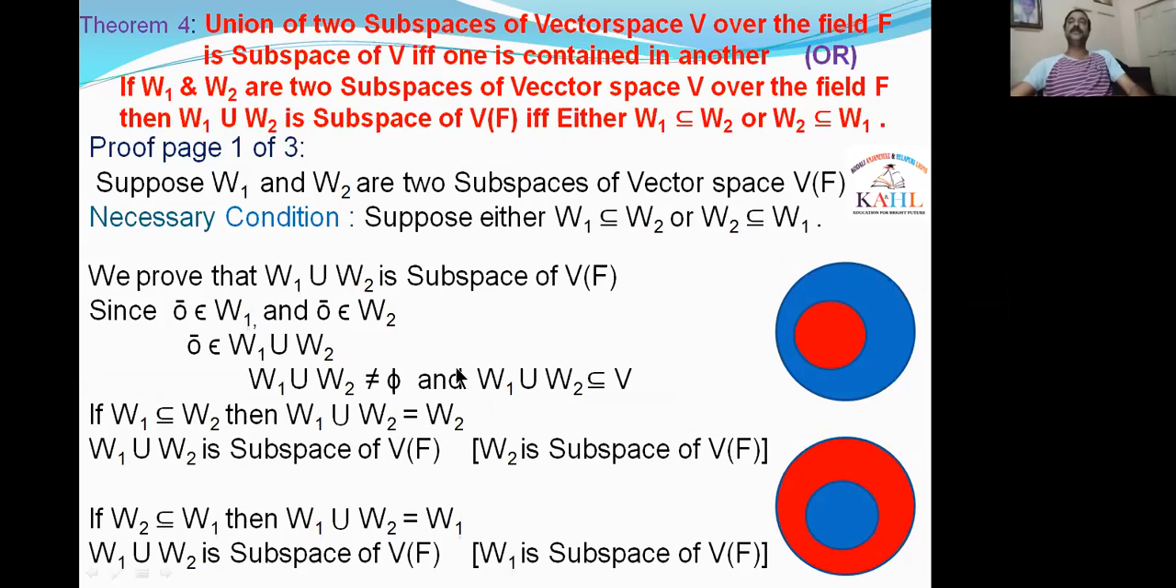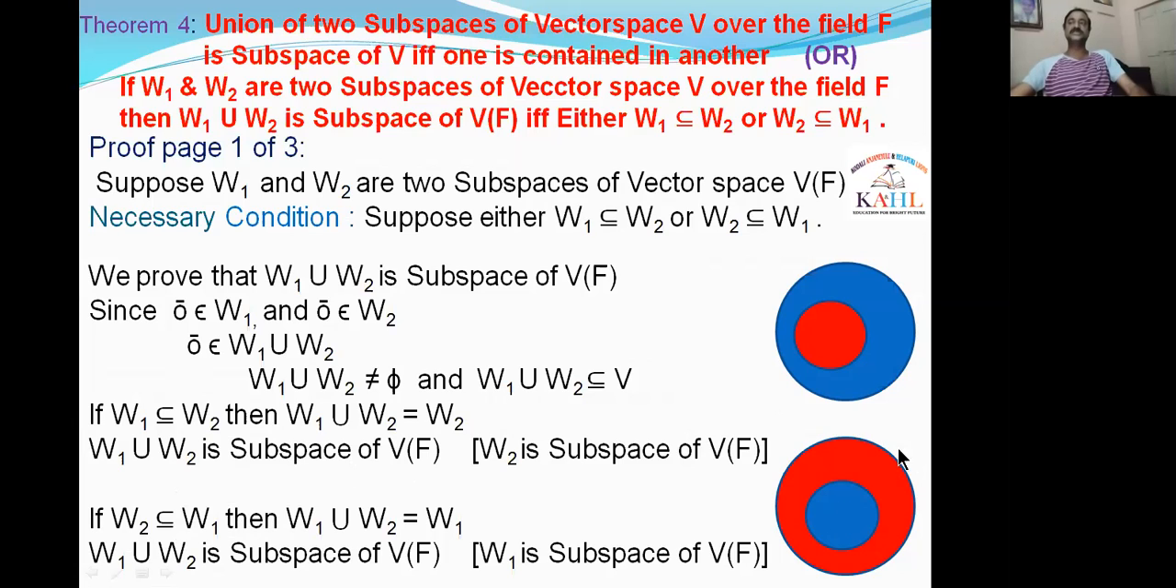Okay, we know that W2 is a subspace. W2 means W1 union W2. That means W1 union W2 is a subspace of V. Right. In this condition, W1 contained in W2, we prove that W1 union W2 is a subspace of V. Now in the other condition, if W2 is contained in W1, as I have told, W1 is red, W2 is blue.